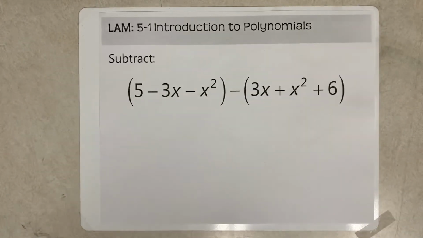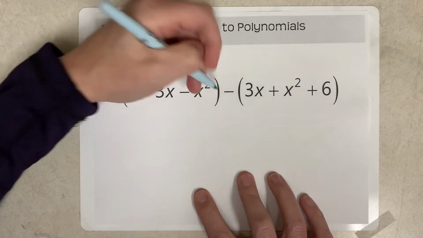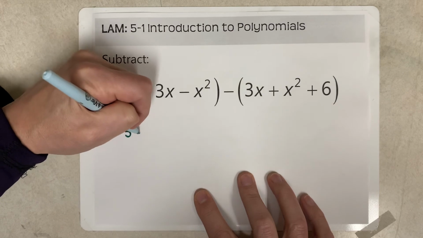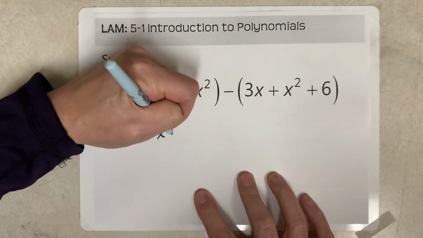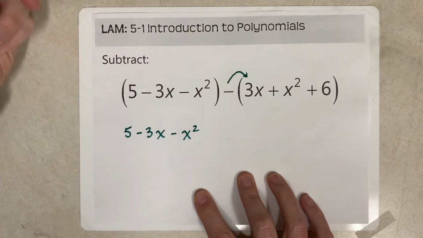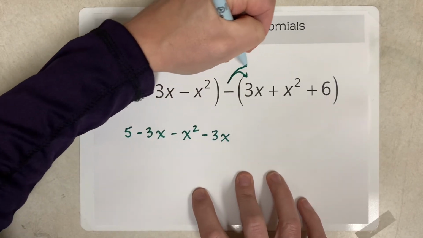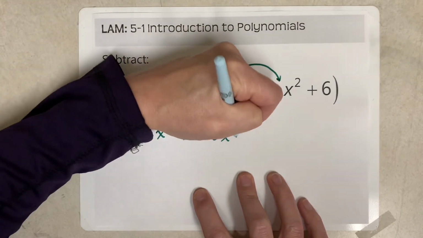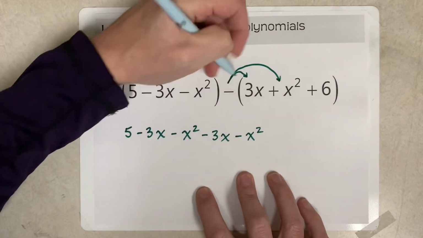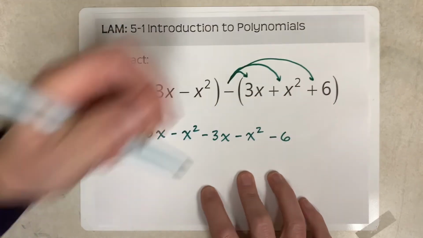And finally, our last one for this lesson. We're going to go ahead and remove the parentheses here for the first one. And then we're going to distribute negative 3x or minus 3x, same thing. Negative and positive x squared make negative x squared. And a negative and a positive 6 are going to make a negative 6.